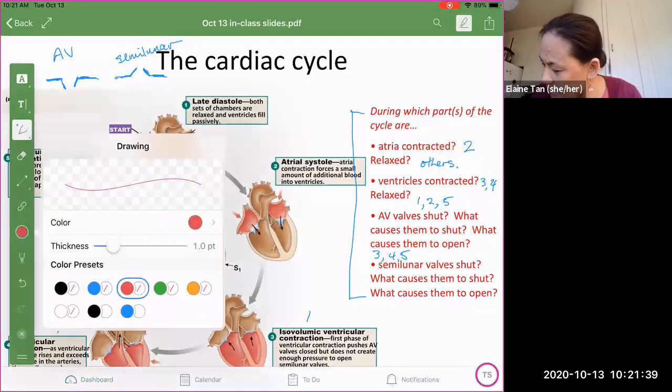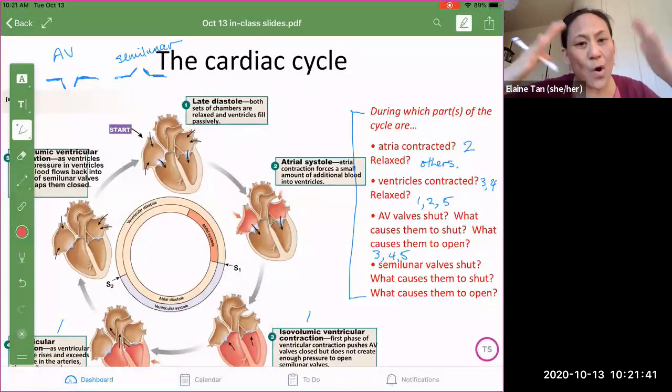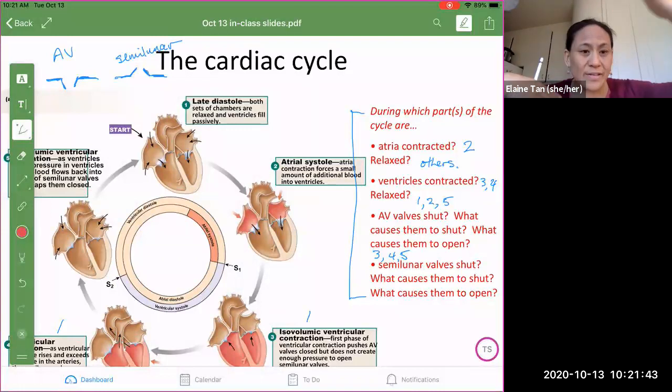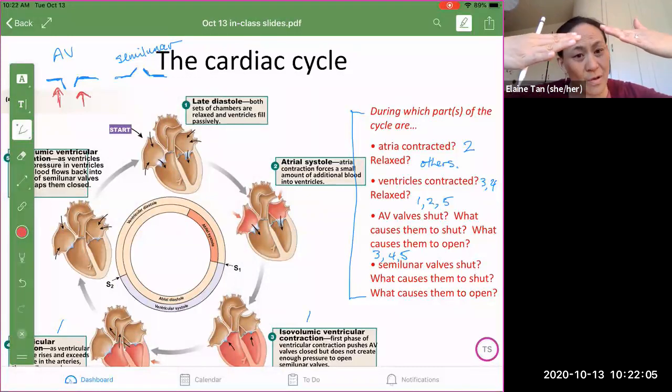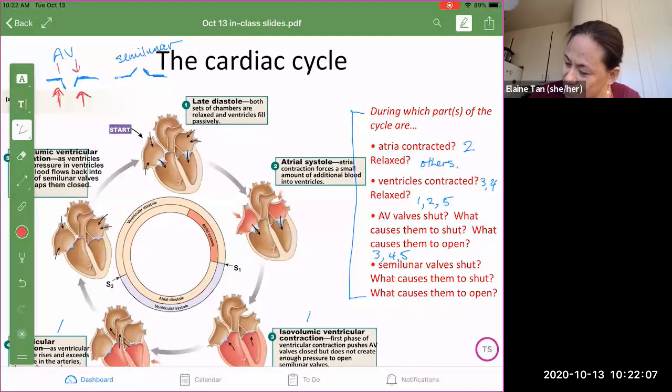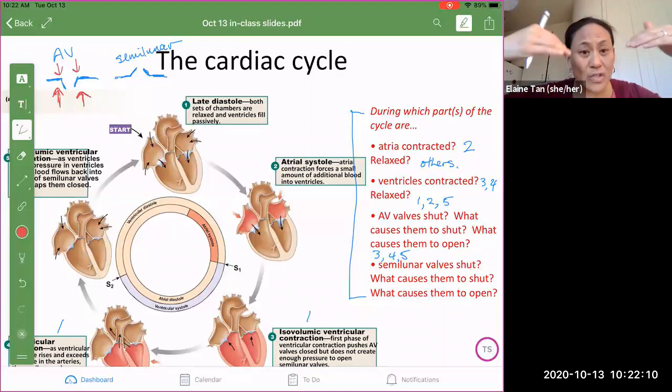Okay? And basically, whether the valves are open or closed depends on the pressure on either side of the valve, right? So you can think of the valves as doors that open in one direction, right? So you have pressure on one side pushing, like for the AV valves, these arrows are going to try to push those doors closed. These arrows on this side are going to try to push the door in, okay?